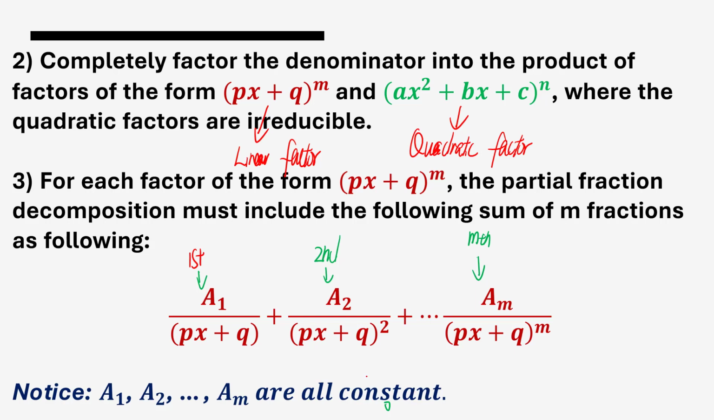So this is very important. That means on top of the linear term in the denominator, the top must be a constant. So constant on top. Basically, you reduce the power by 1, and that's how you end up with the constant term. So remember that for the linear term, on top of that must be a constant.